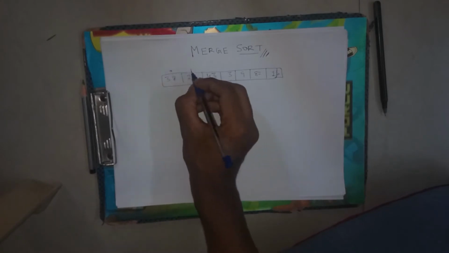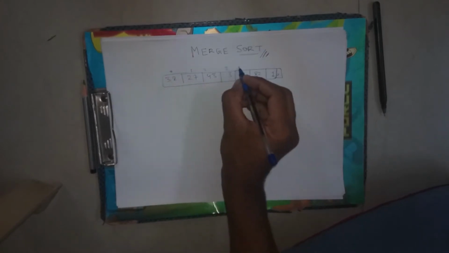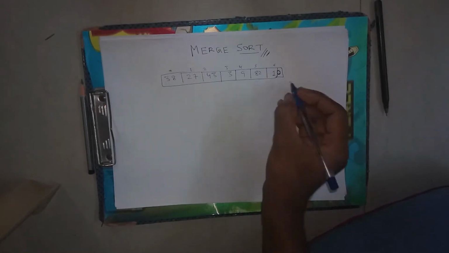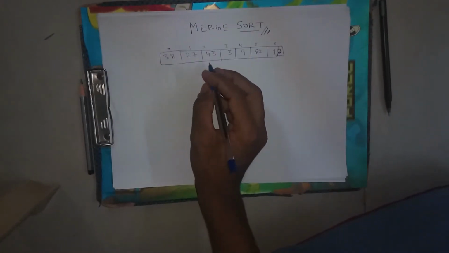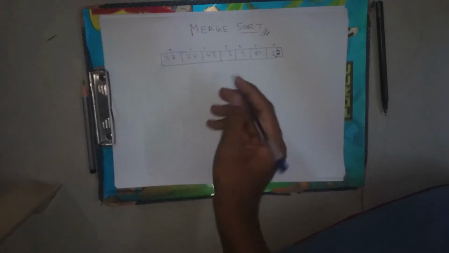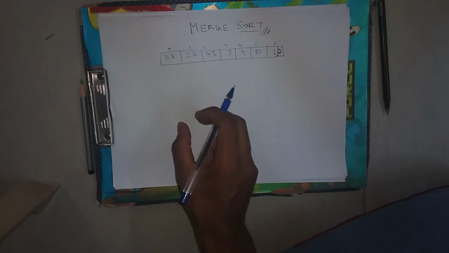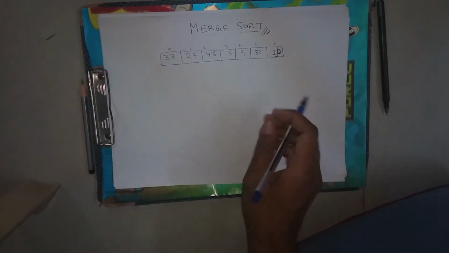So this is my 0 index: 1 2 3 4 5 6. At the 6th index I have 10. Okay, so what I will do is I will now divide all of this array one by one in order to create sublists.